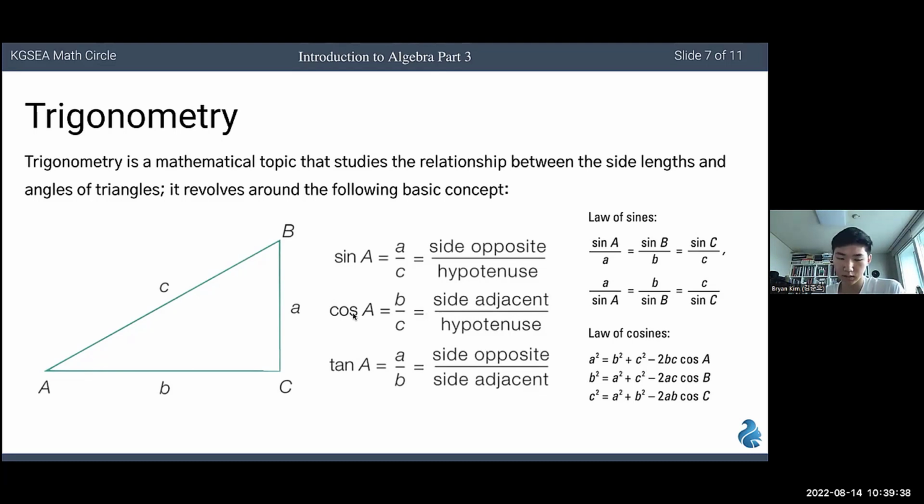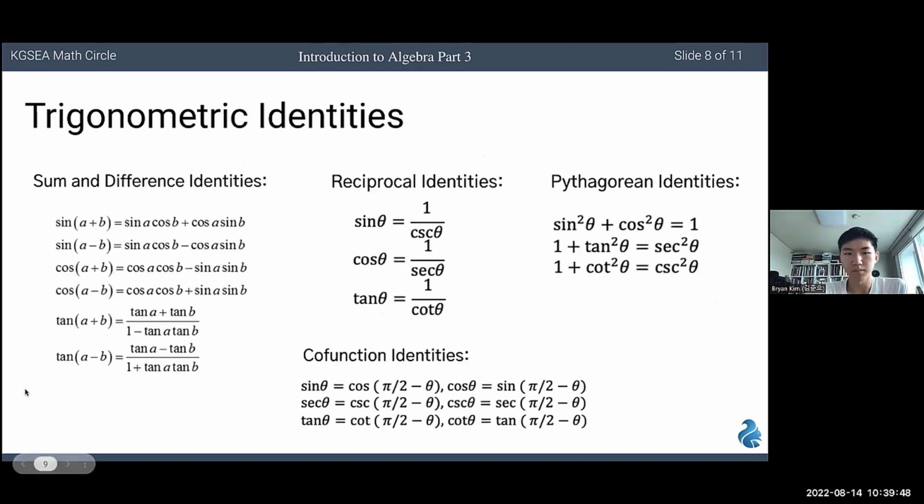And also just basic laws that you want to keep in mind for trigonometry are the law of sines and the law of cosines that you see on the right. These are some basic trigonometric identities that you would like to know whenever you come across problems that require trigonometry to solve them. Since they're all very long, I'll just give you guys a minute to look at them.